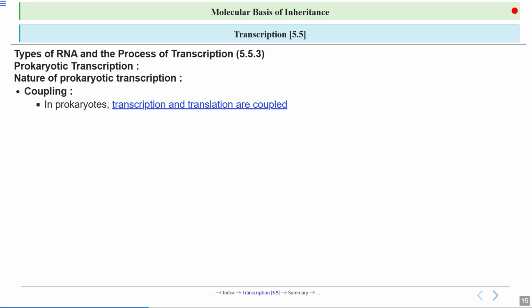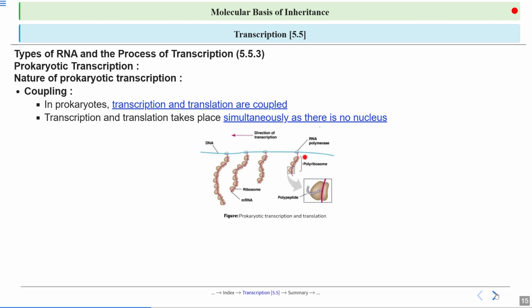It means they happen together in prokaryotes. But if we look at eukaryotes, we will talk about eukaryotes later. First see prokaryotes only. In prokaryotes, transcription and translation are coupled, meaning they take place simultaneously. And why is it happening? Because we know that prokaryotes don't have any well defined nucleus. That's the reason transcription and translation take place together simultaneously.